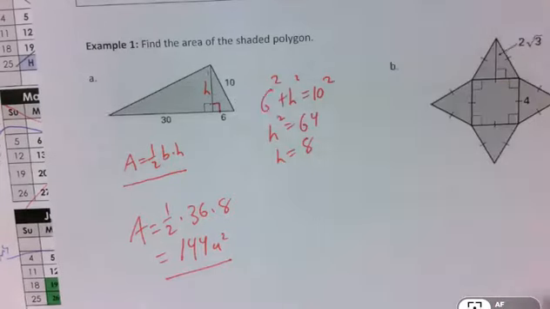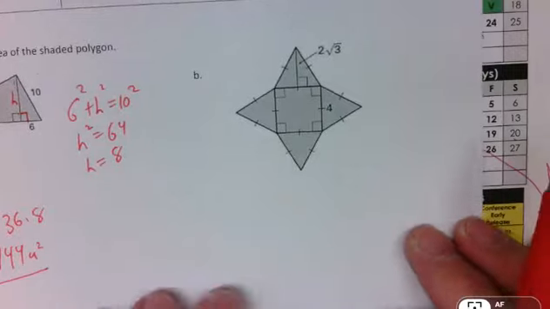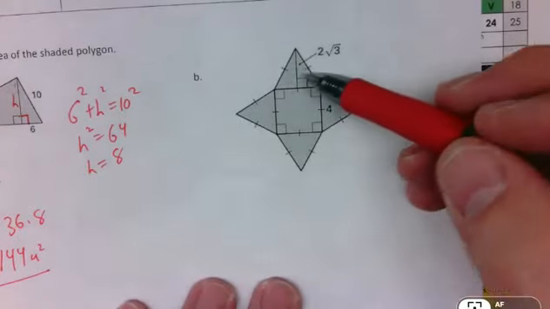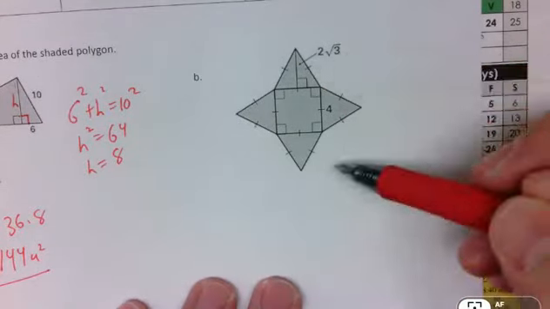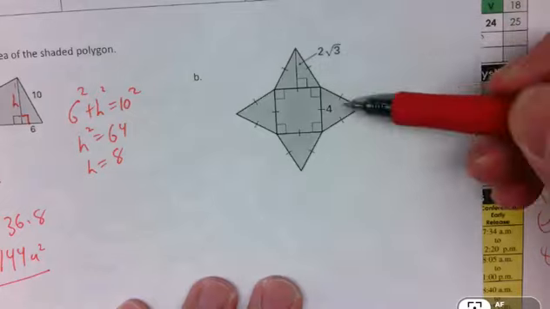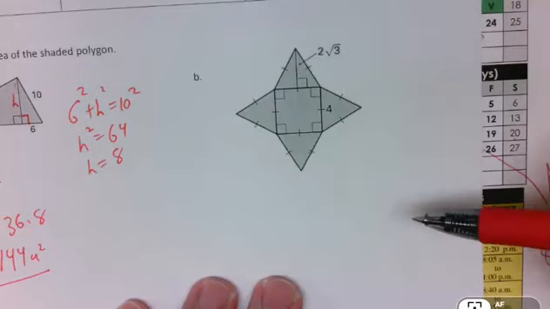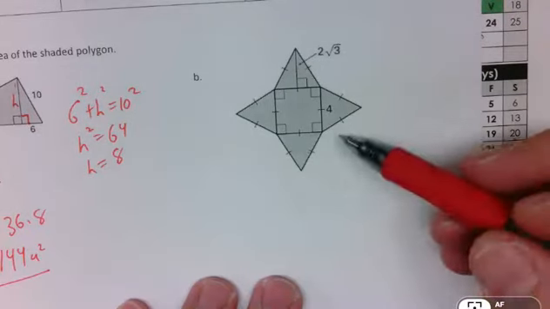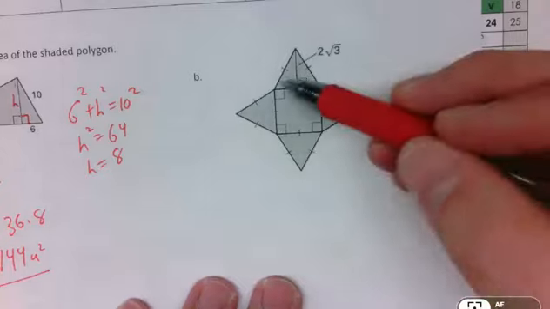For this example, it's not a shape that we have a formula for, of course, this star kind of thing. But there's a triangle, triangle, triangle, triangle, and they're all congruent. You see the tick marks. So we have 4 triangles and then 1 square.